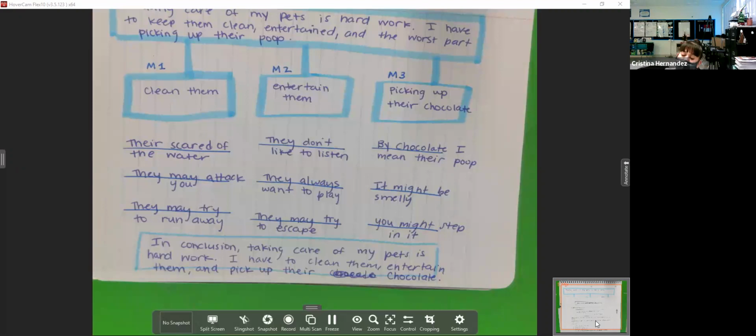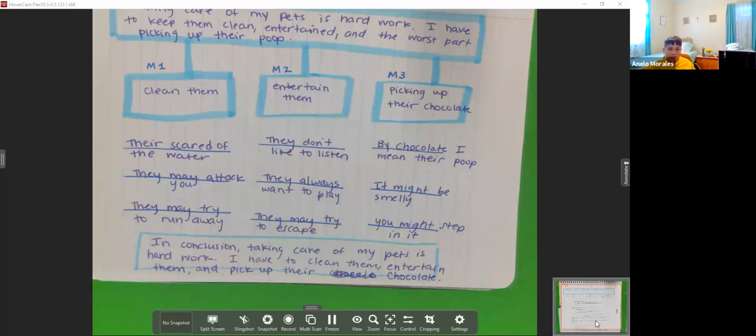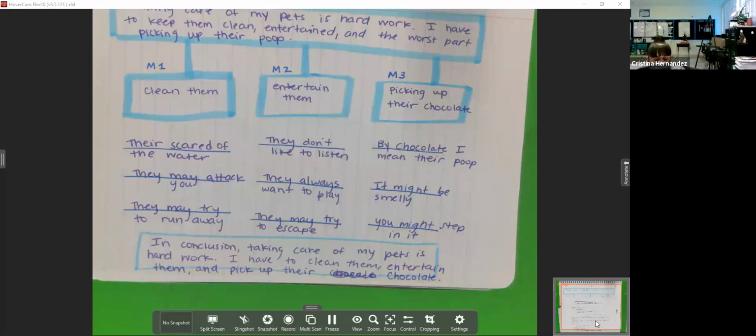But even though it's hard work, would you still keep your dog? Yes. Your animal? Of course. Why would I not keep it? Okay. So then I want you to put that. In conclusion, taking care of my pet is hard work, but I don't mind the hard work because I love my Rover, or whatever your dog's name, because I love my dog or I love my cat or I love my animals, right?